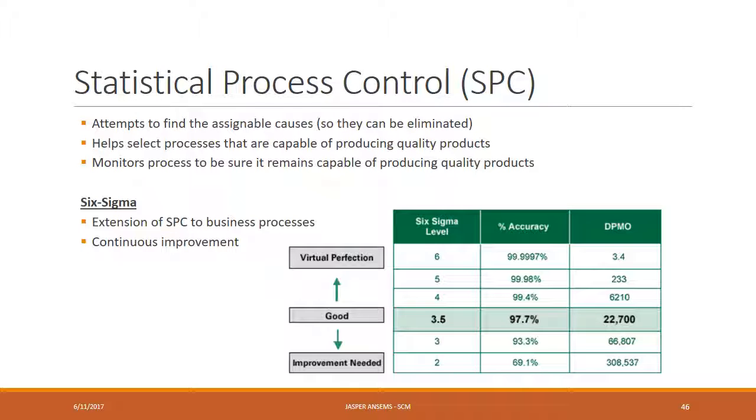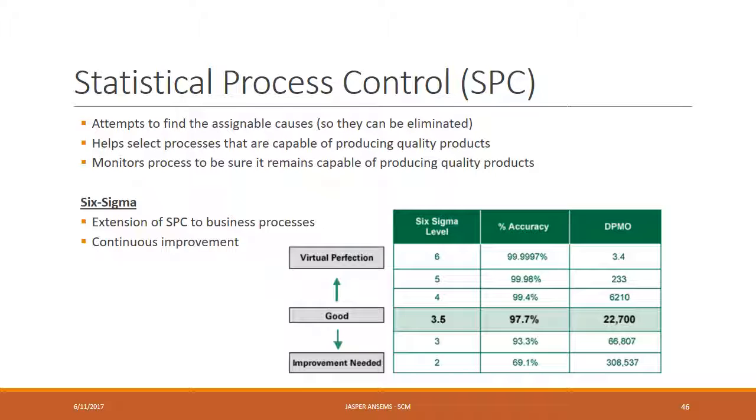Finally, you have the statistical process control, or SPC for short. SPC attempts to find assignable causes and helps select processes that are capable of producing quality products, and they monitor processes to be sure it remains capable of producing quality products. And Six Sigma is an extension of the SPC to business processes, and it's a continuous improvement. So you can see here on the right in the table what the Six Sigma actually meant.